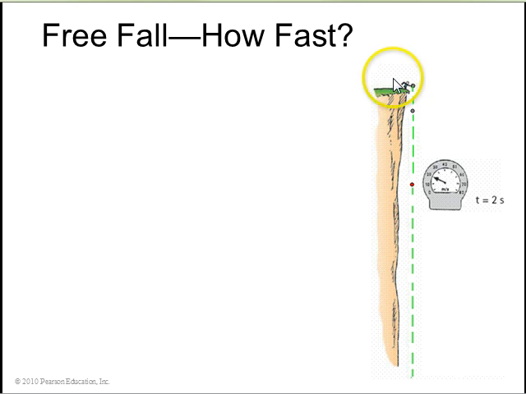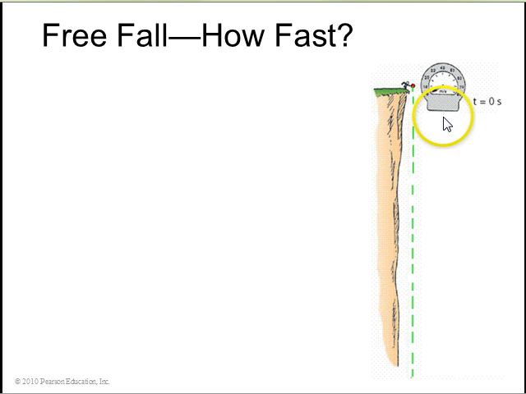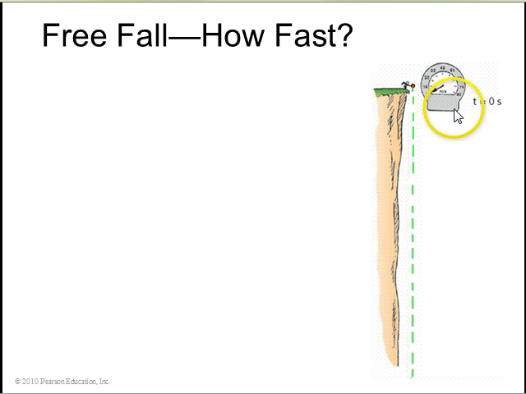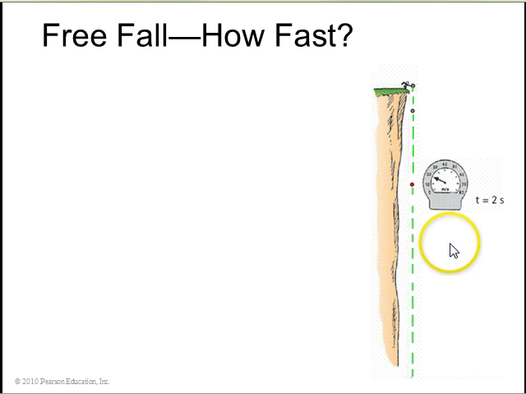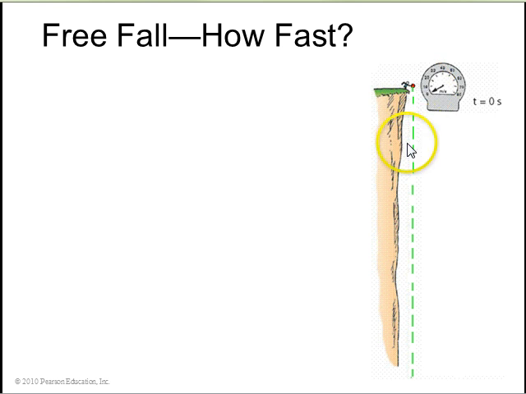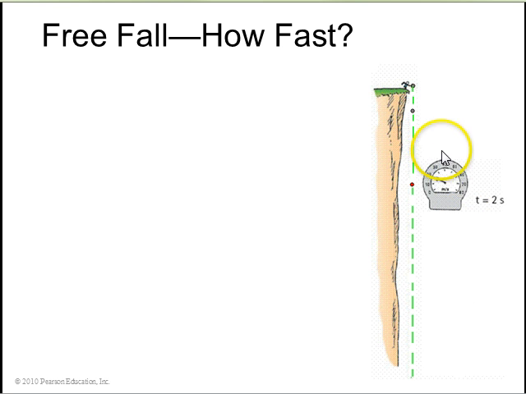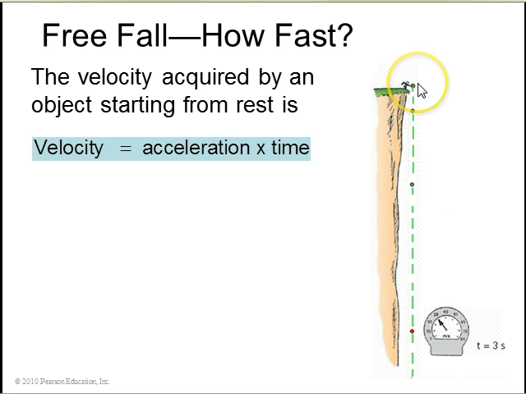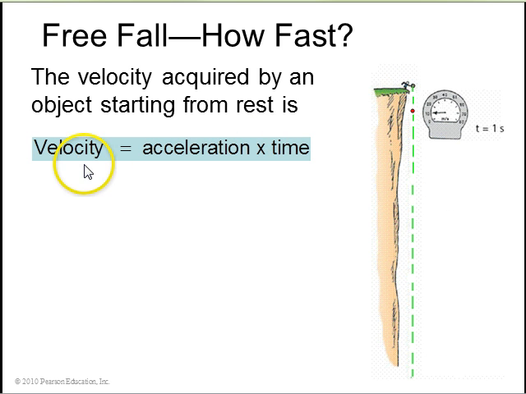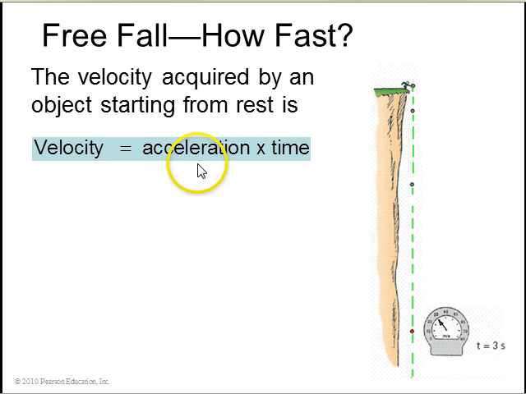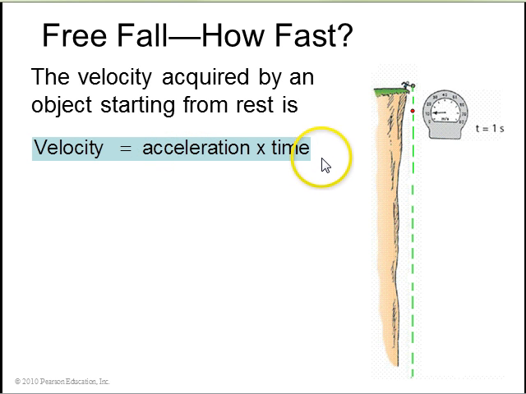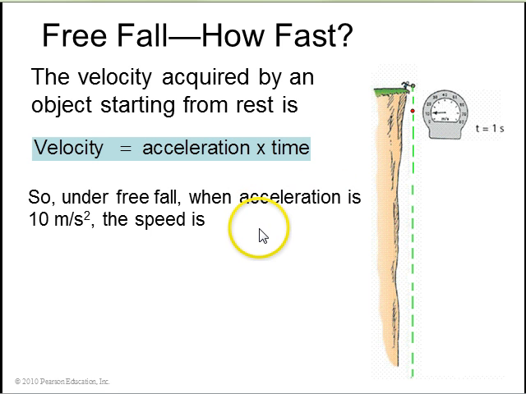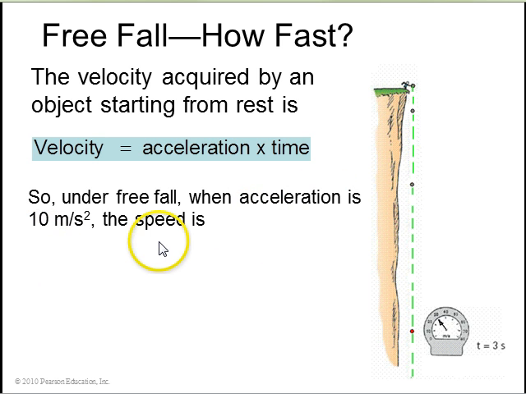So here's a ball. It's dropped off a very high cliff. And imagine if you had a little speedometer right beside the ball. Well, you'd see that this speedometer increased a fixed amount every second. So maybe the velocity started at rest if you dropped it. The equation is that the velocity will be the acceleration times the time, if the acceleration is constant. So under free fall, the acceleration is constant, 10 meters per second squared.